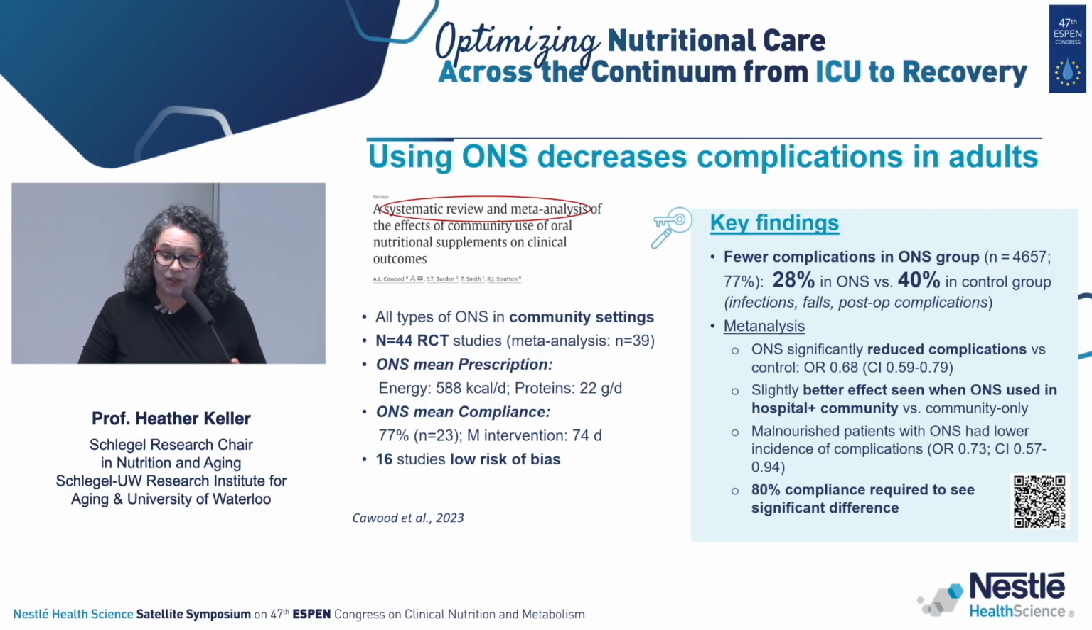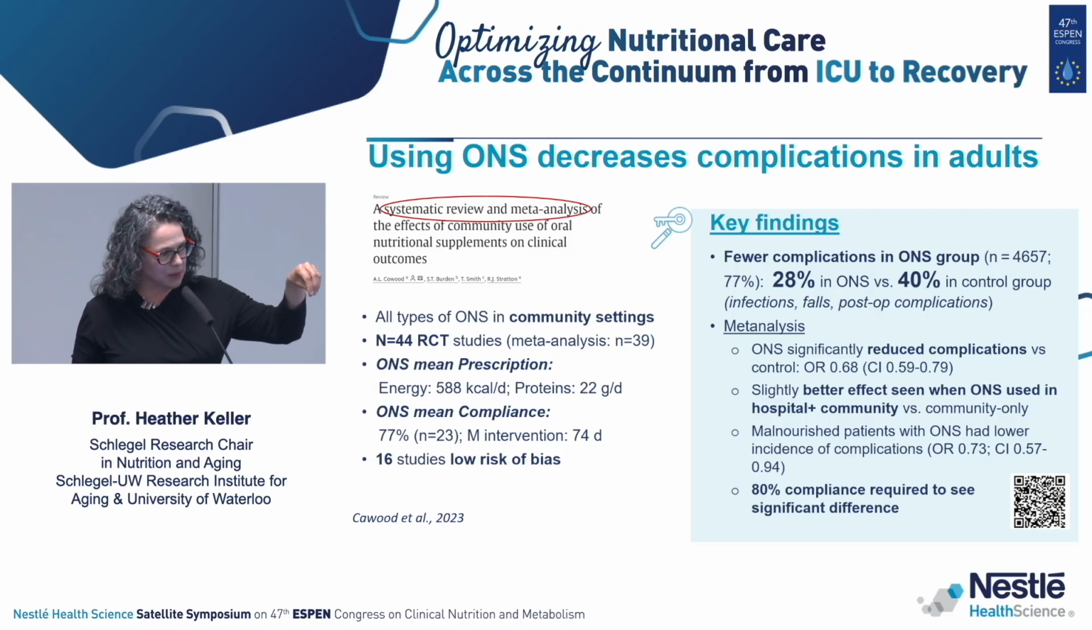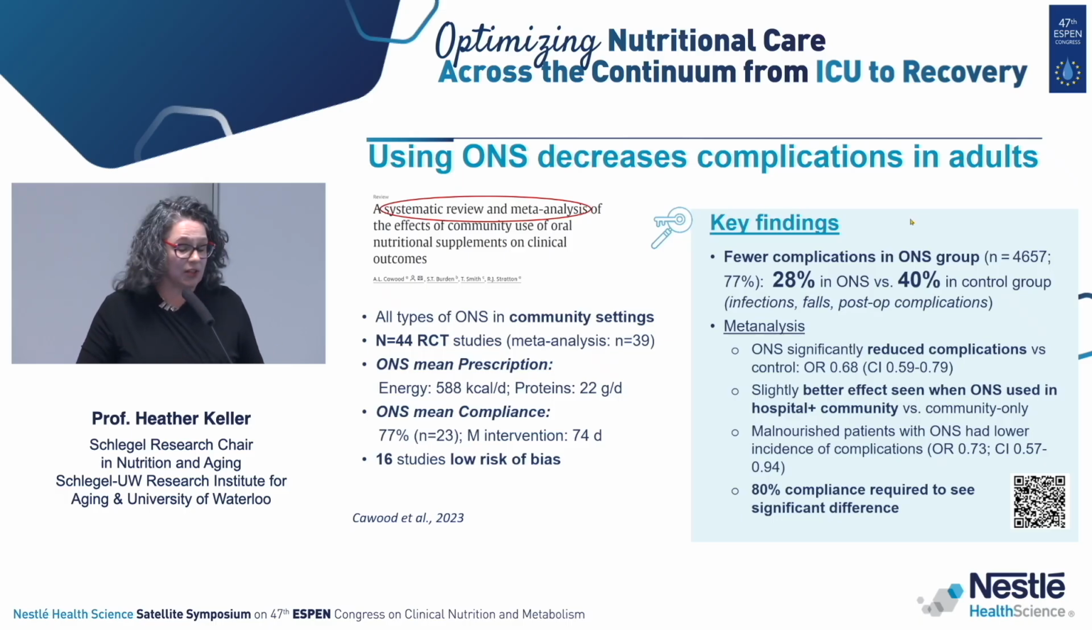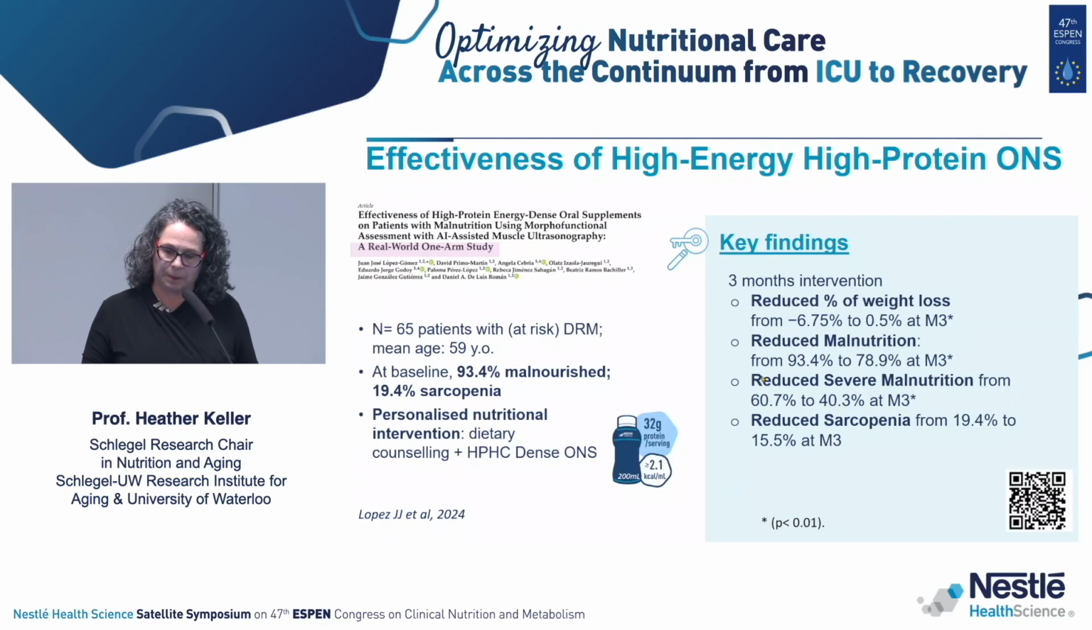ONS significantly reduced the complications in the meta-analysis, and there was a slightly better effect seen when the ONS was started in hospital. So again, this process has to start in hospital and continue into the community. And so we need pathways of care and systems of care that do that process all the way through. Malnourished patients with ONS had lower incidence of complications, as noted already, and 80% compliance seemed to be the sweet spot with respect to finding significance in terms of these complications.